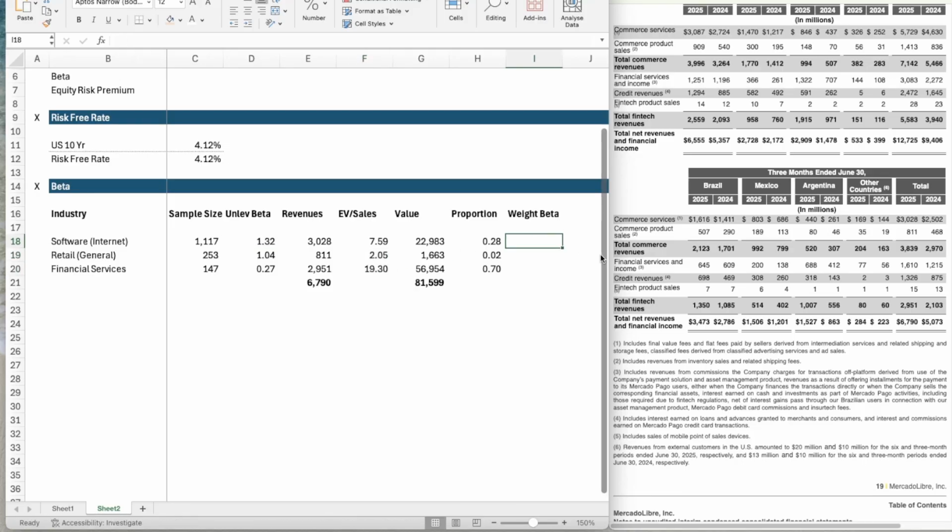Okay, now the weighted beta, you just take the proportion and you multiply it by the unlevered beta. Pull that down, and then we just go sum. And there we have it. We have a beta of 0.58.